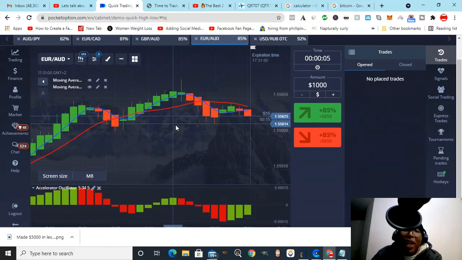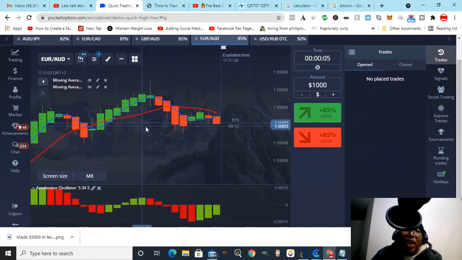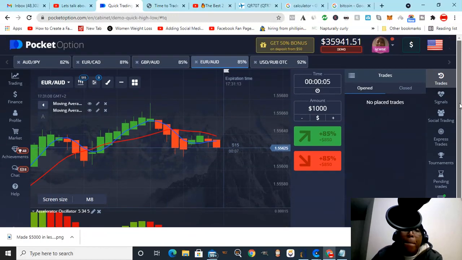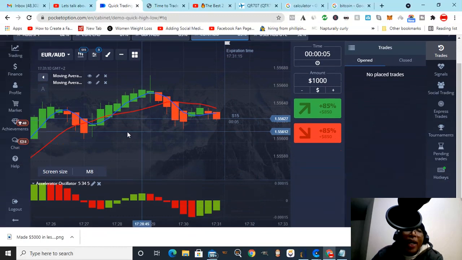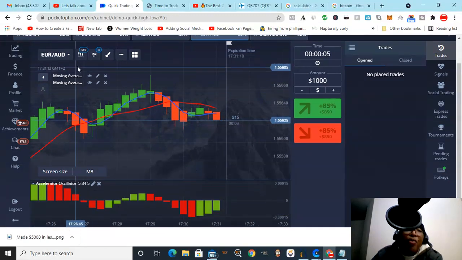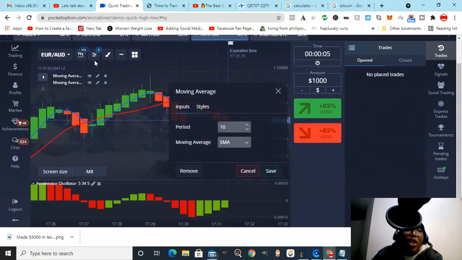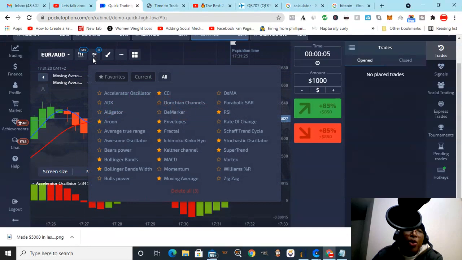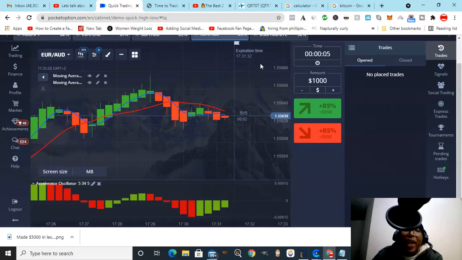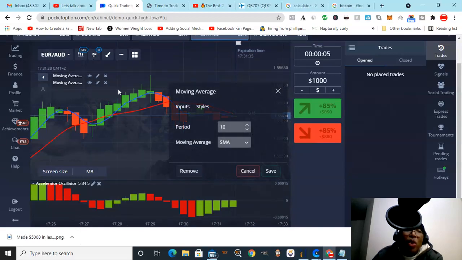All right, guys. So again, let me go over this again. I have three indicators here. Two moving averages, okay? You can get them from here. You go to Pocket Options, click the icon that looks like parallel lines, and then click moving average twice. The first moving average is this one here. Period is 10, moving average SMA. The style, I put red. You can put whatever color you like. And I thicken the line to 2 pixels so I can see the line. Getting old, so I can't see very thin lines, okay?